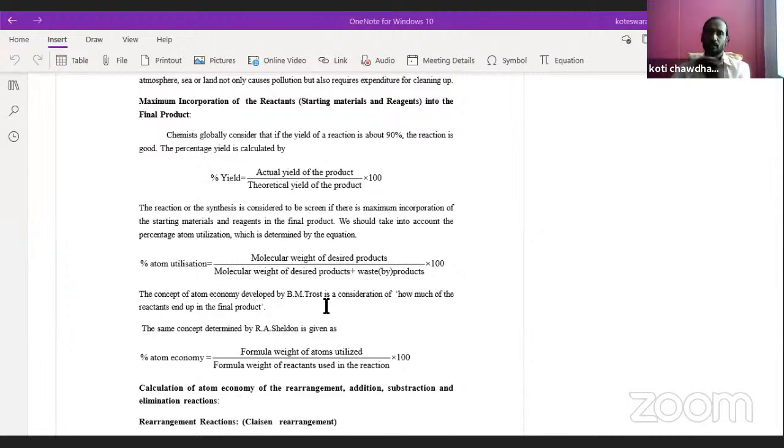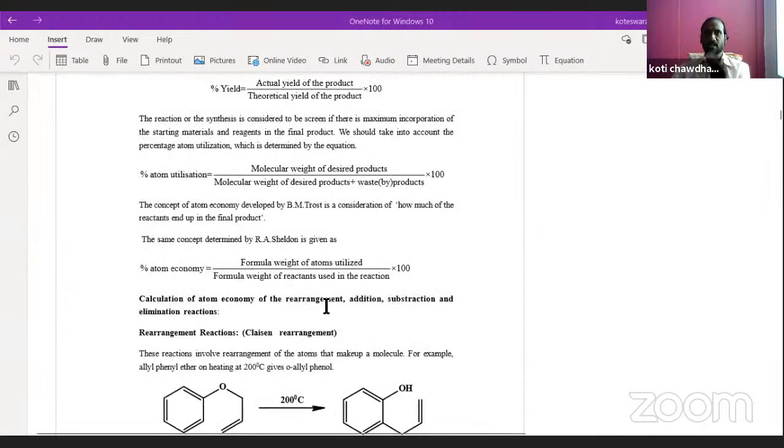Now, the second more important thing is atom economy. This is explained by B.M. Trost and the second, R.A. Sheldon. These two people explained atom economy in green chemistry. What is atom economy? Atom economy explains how many of the atoms are converted from the reactant to the product. This atom economy also explains the economy of a reaction.